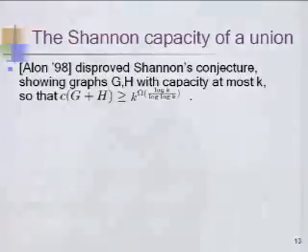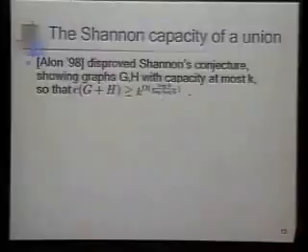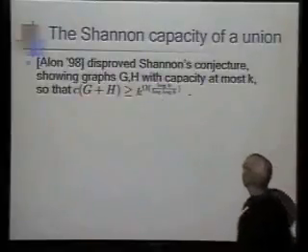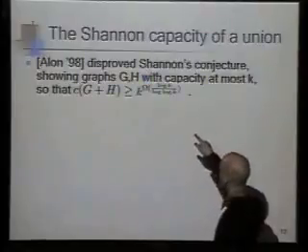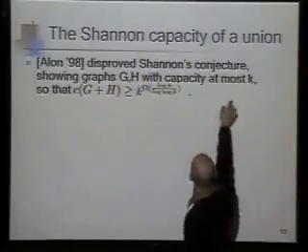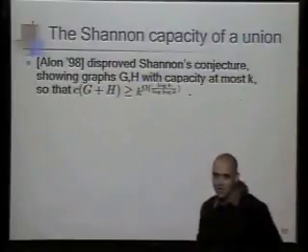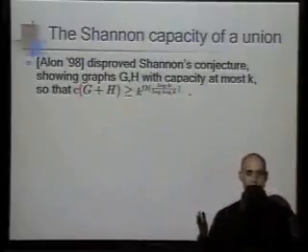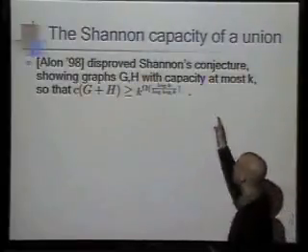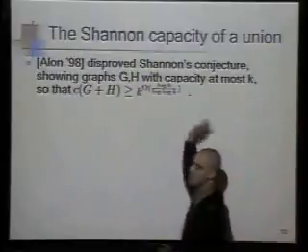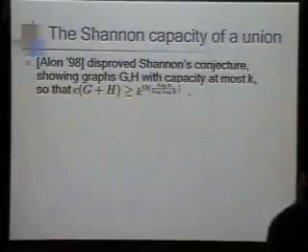The conjecture is false, and Noga showed it in '98, and he produced graphs G and H, so that each of them has capacity at most k, but the sum has an alphabet which exceeds any fixed power of k. This is more than k squared, k cubed, k whatever you want.